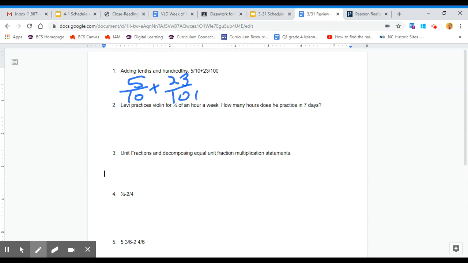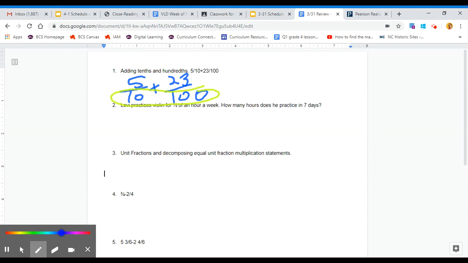If you'll notice, we can't add these together because they do not have the same denominator. So we're going to have to convert that to an equivalent fraction. Will we change 23/100 or 5/10? We would need to change the 5/10 because if we reduce to 23/100, we can't divide 23 by 10. So that would mean that we would need to change the 5/10 to hundredths.